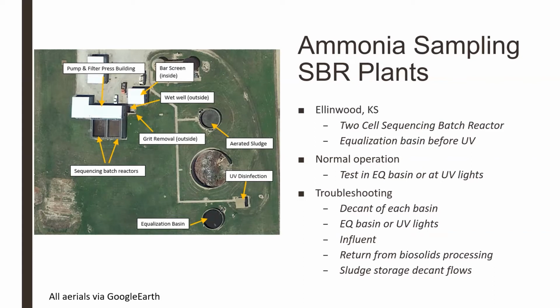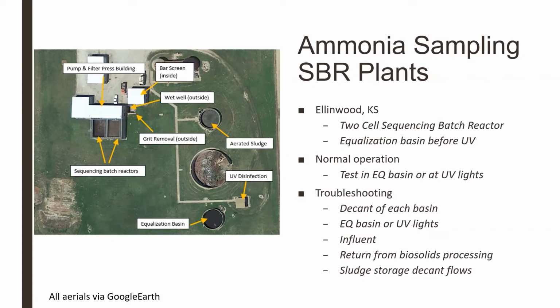Likewise, perhaps biosolids processing has overloaded the plant with ammonia, or you are decanting from sludge storage, which might be a high source of ammonia. So lots of options there, but knowing your plant is a good idea, and having plans for where you would sample in cases of upsets or issues arising is also good.